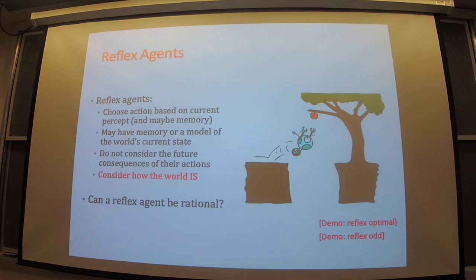Here's a question. Can a reflex agent be rational under the definition that we defined last time? Who thinks it can? Who thinks it cannot? Many people don't have an opinion. Can you restate the definition? Okay. Rationality is acting in order to maximize your expected utility under some definition.